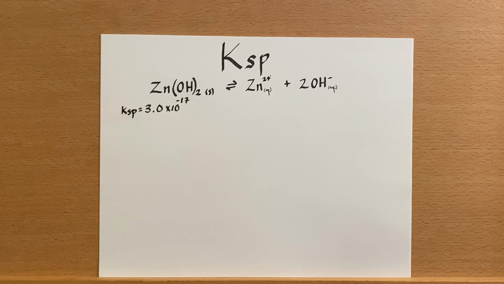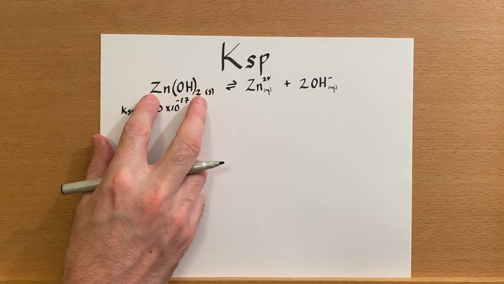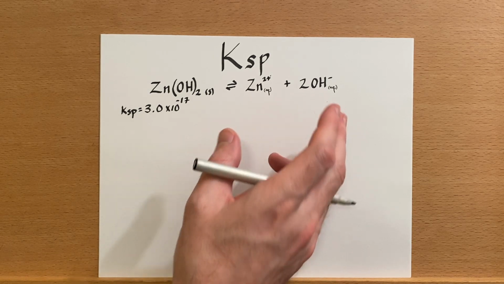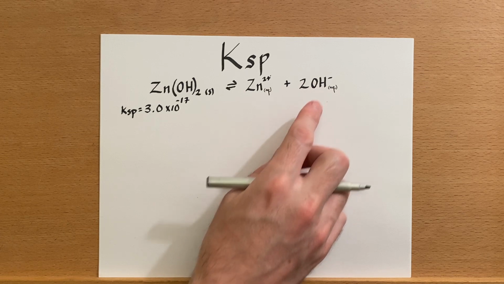Let's do another example of a KSP calculation. This one is of a salt that has a 1 to 2 relationship between its ions. We have 1 zinc, we have 2 hydroxides with it. And again, we have a very similar KSP reaction. We just have a salt, solid, dissolving, and when it dissolves, it'll break into its respective ions. So zinc 2 plus and 2 hydroxides.